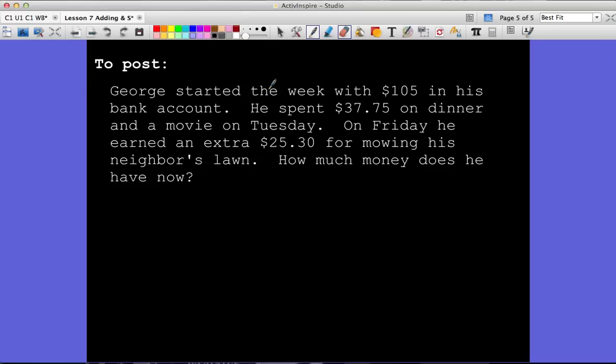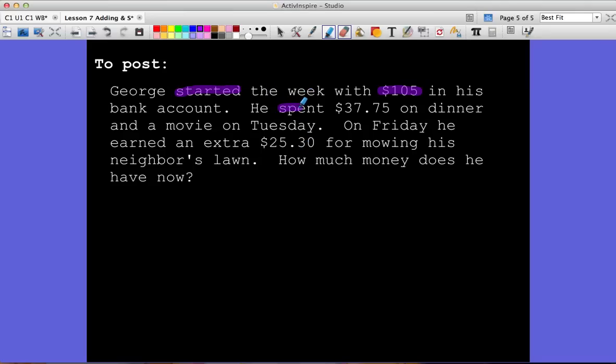So George started the week with $105 in his bank account. He spent $37.35 on dinner and a movie on Tuesday. On Friday, he earned an extra $25.30 for mowing his neighbor's lawn. How much money does he have now? Right, so what's important is that he started with $105. Does it matter that it was in his bank account? No. Does it matter what day of the week it was? No. It just matters that he started with $105.